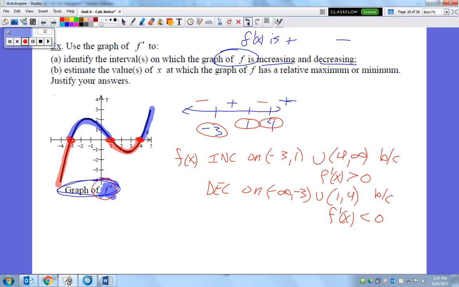Estimate the values of x at which the graph has a relative max. Where's the relative max? X is equal to 1. Why? Because f prime of x changes signs from positive to negative. Where's the relative min? X equals negative 3 and 4, because f prime of x changes signs from negative to positive. And we'll stop there.